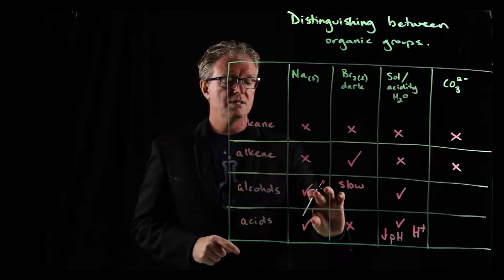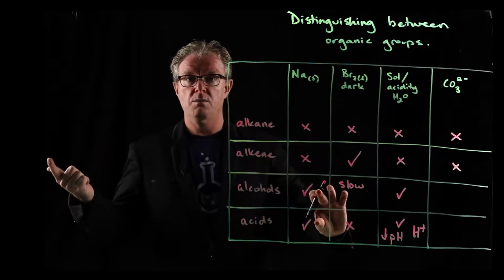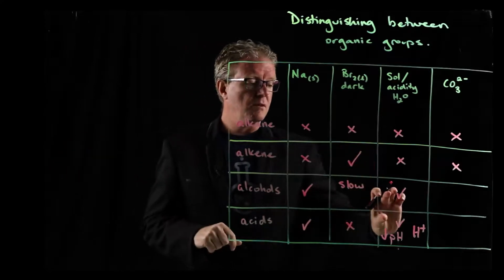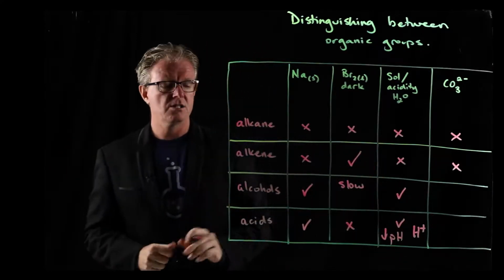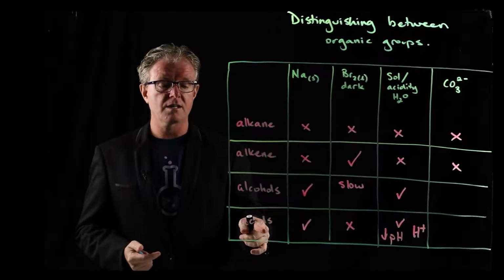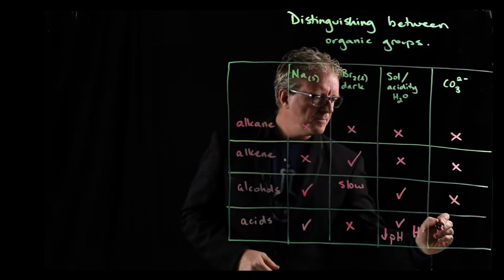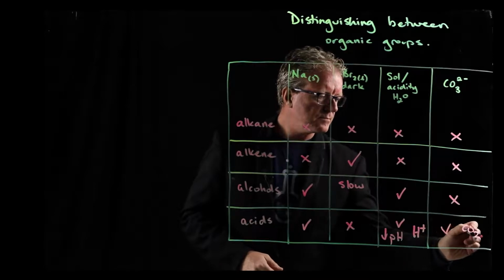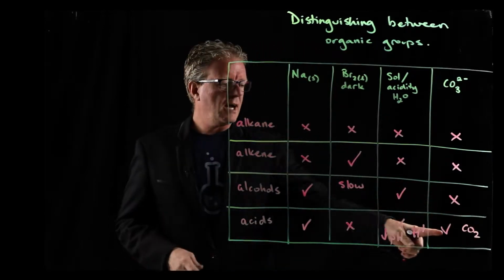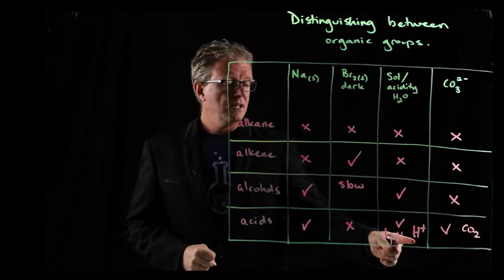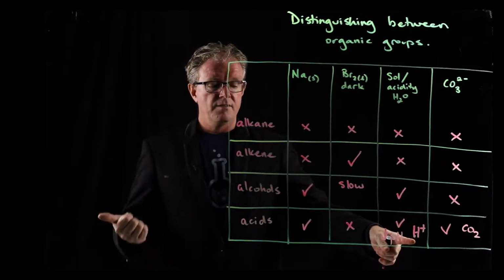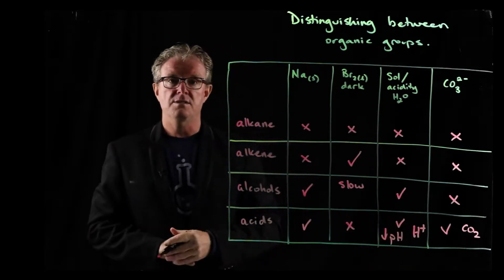So we get two of these samples. Yes, they both react with sodium. Great. They're both soluble, but let's just test the pH. The pH is low, looking like it's an acid now. What about reaction with carbonates? Yes, it does. So if we do the carbonate test and it produces gas, and it has a low pH, then that's telling us that it's pretty much an acid.